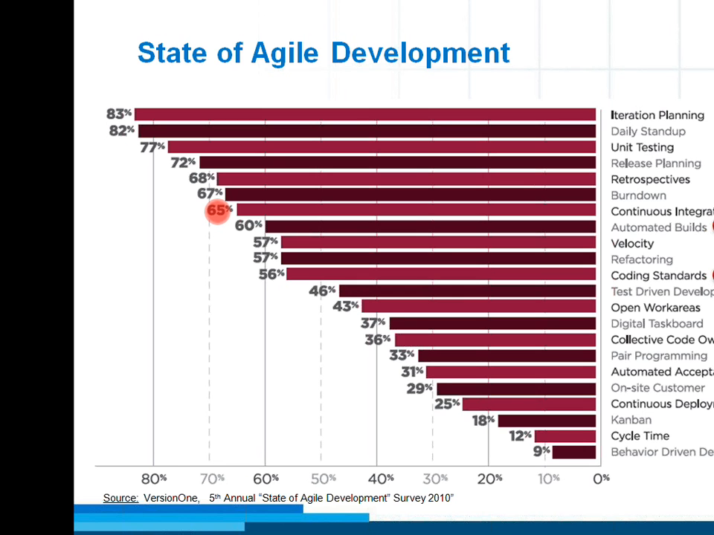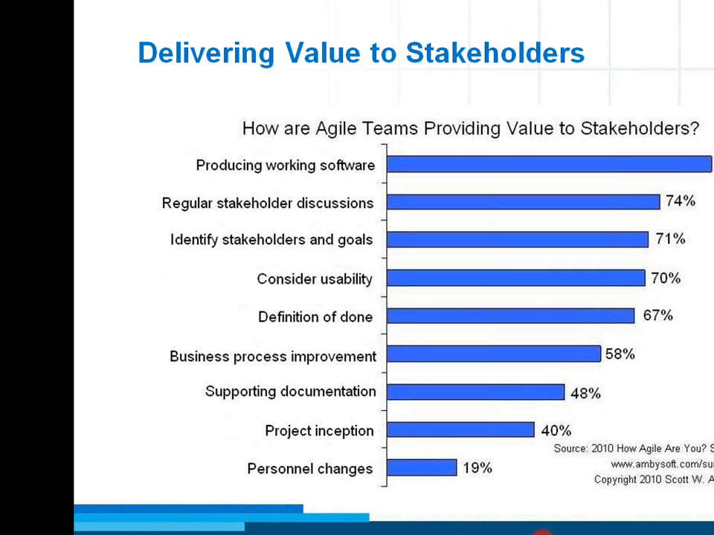Let me show you some more numbers. This is from Scott Ambler's survey conducted in 2010, where the question asked was, how are agile teams providing value to stakeholders? So they gave various answers. In terms of focusing on the definition of done, in terms of considering usability, 70%. In terms of identifying stakeholders and goals, 71%.